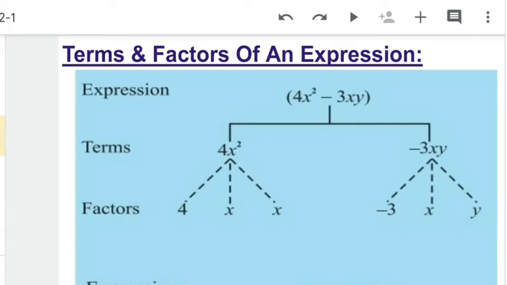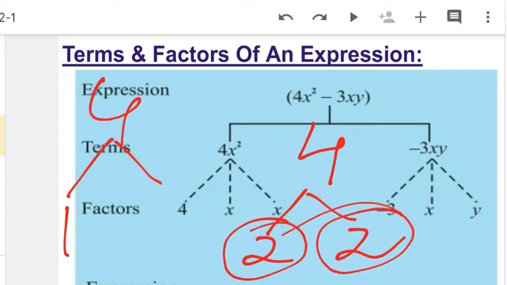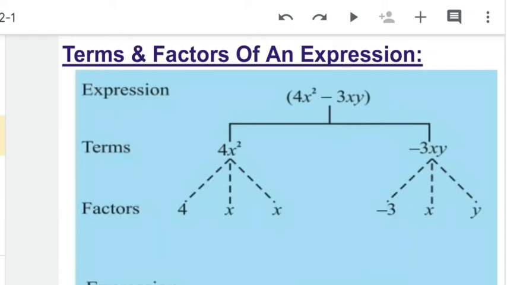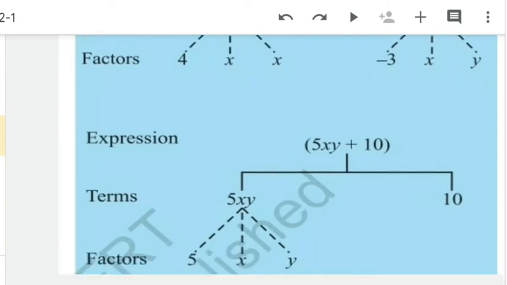Same as in the case of numbers, meaning integers. For example, if I ask you the factors of 4, you can write 2 into 2. These are the factors of 4, or you can write 1 into 4. Okay. Similarly, we have factors for these terms. You can see more examples.